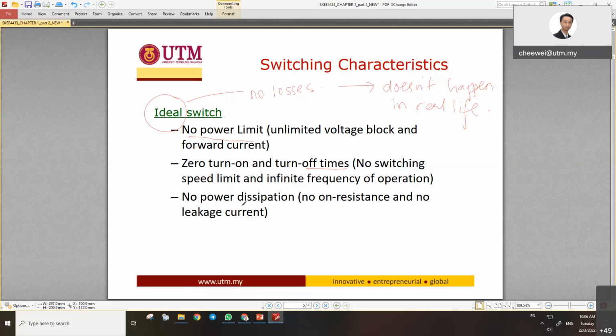No power dissipation. Dissipation means what? Heat. I'll call it loss. Why does the component become very hot when you turn it on for some time? Because of the dissipation of power. Losses happen, and the losses are transformed into heat dissipation. Okay, because you have internal resistance and leakage current. But in the ideal case, there's no such thing because it's ideal. So ideal, no power limit, there will be no power dissipation. There will be 0 turn on and turn off times. Everything becomes very perfect. So that is called the ideal switch.